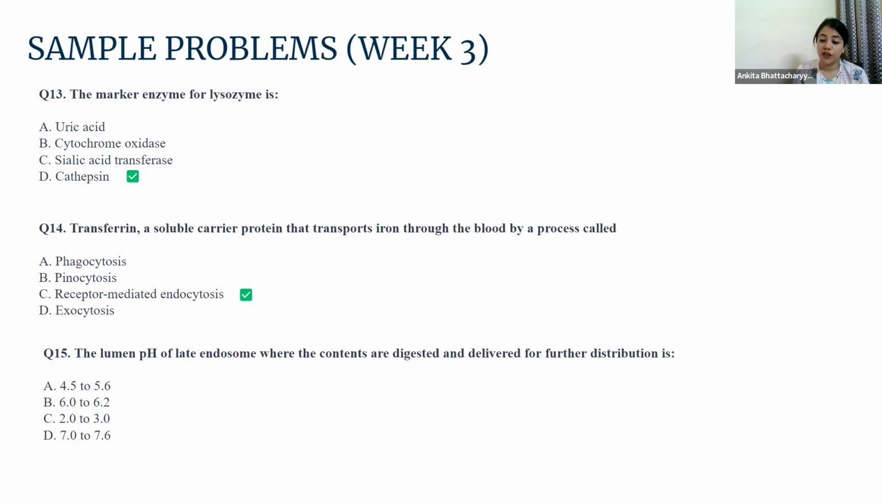Then the next question, the lumen pH of the late endosome, where the contents are digested and delivered for further distribution, is A, 4.5 to 5.6, 6 to 6.2, 2 to 3, or 7 to 7.6. So this is also a very direct question, but if you have any confusion, you can just remember the fact that whenever you are trying to digest or break down any cellular content, you need acidic pH, right? Think, for example, your stomach, which is responsible for digesting all of the food that you consume. So that needs an acidic environment to execute that entire process of breakdown and digestion.